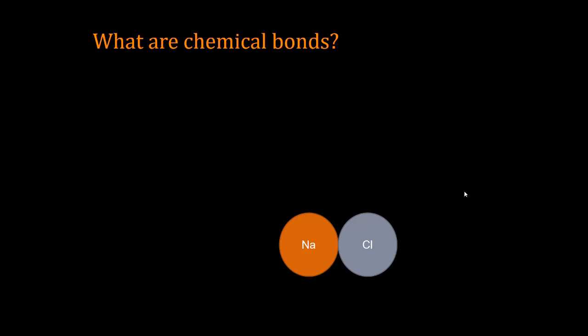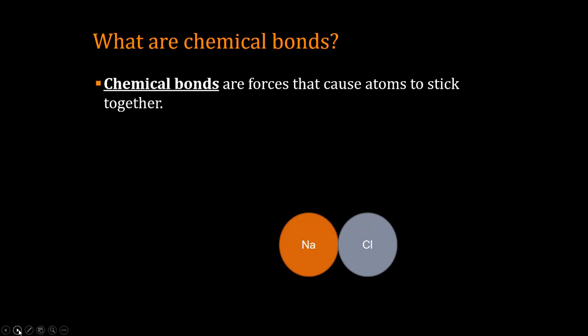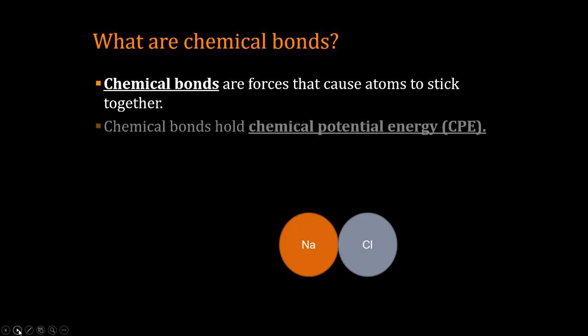So I just said that sodium chloride is made by a sodium ion and a chlorine ion bonding together, which of course leads to the question, what's a chemical bond? Well, chemical bonds are not mysterious. They're just forces that cause atoms to stick together. Now, chemical bonds hold chemical potential energy.